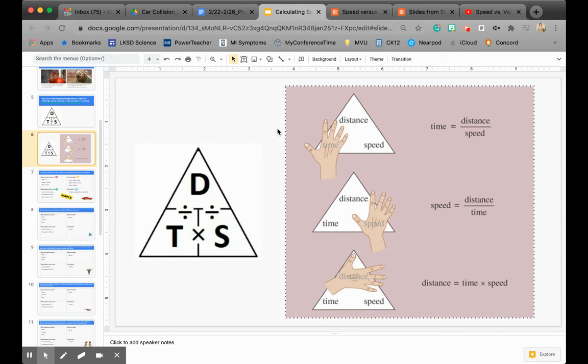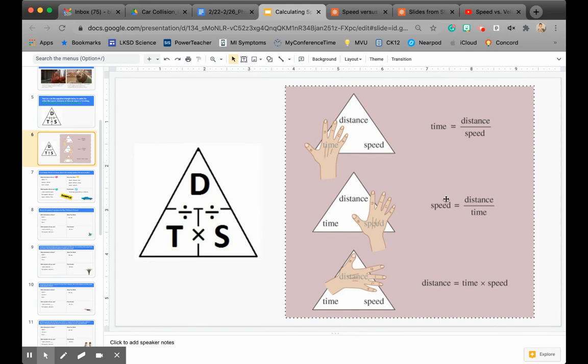So, one of the big ideas that we're covering today is how do we calculate either the speed, the distance, or the time that an object has traveled while they've been in motion? We can use the equation speed equals distance divided by time to help us find speed rather easily. If you look in the middle part of this pink diagram, you can see that equation.